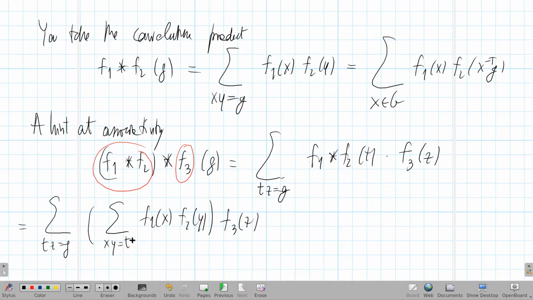So there are two sums, but you see that you don't need t anymore because t after all is xy. So you are summing over x, y, z in G. That's why I chose letters in this way, and you simply have F1(x) F2(y) F3(z). And clearly, if you do it the other way, you get exactly the same, because after all, you get the sum of all products of this kind. So this is particularly easy to do if you use the symmetric form.